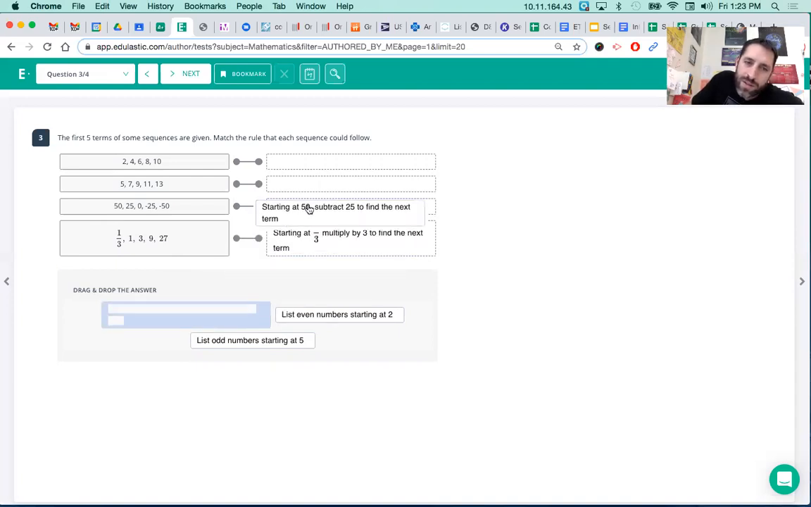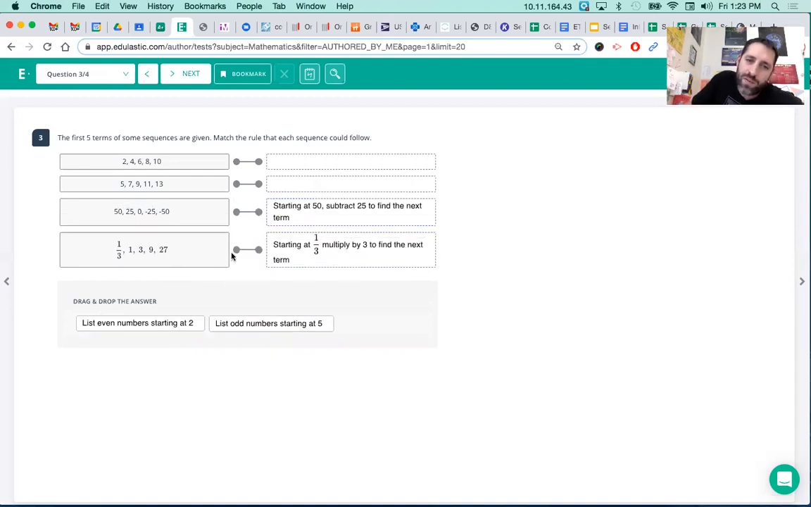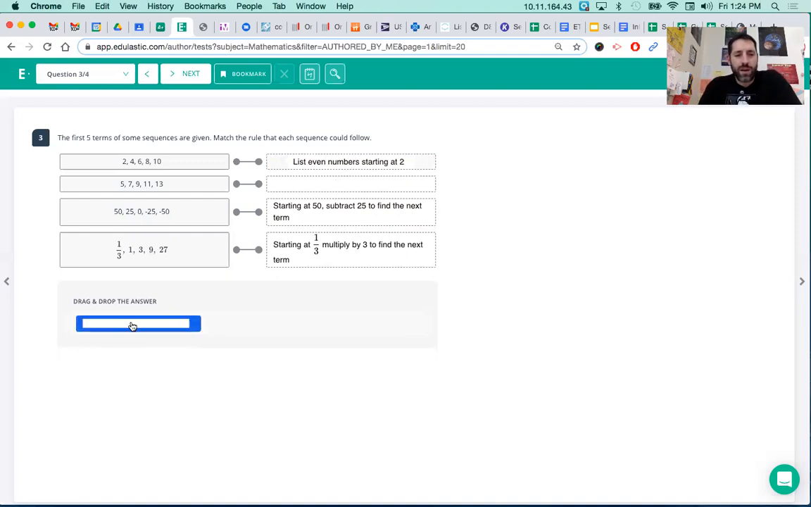Well, there's only one that starts at 50. Subtract 25 to find the next term. Yes, we are subtracting by 25 each time. List even numbers starting at 2. That's the top one. Those are all even numbers. List odd numbers starting at 5. I whiffed. Try it again. There we go.